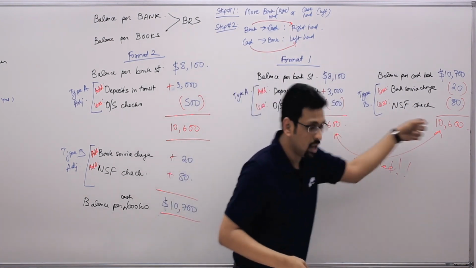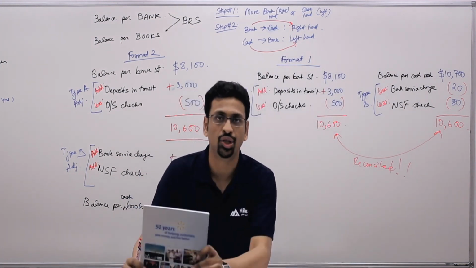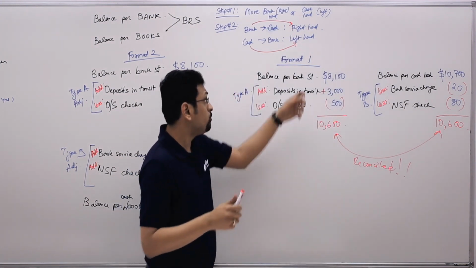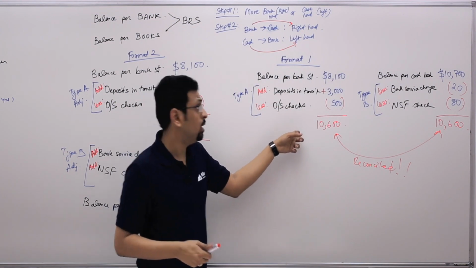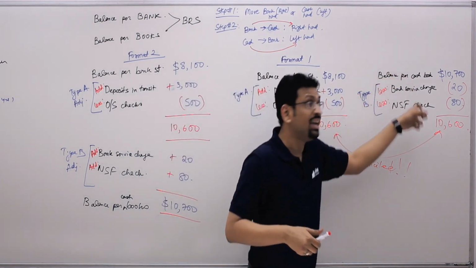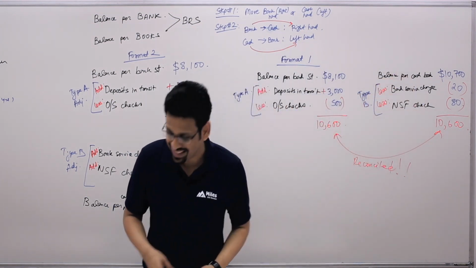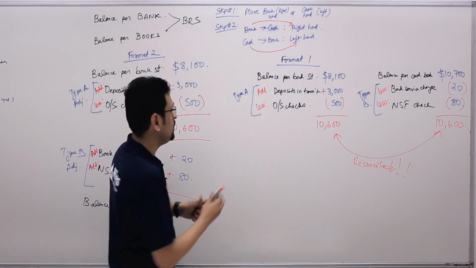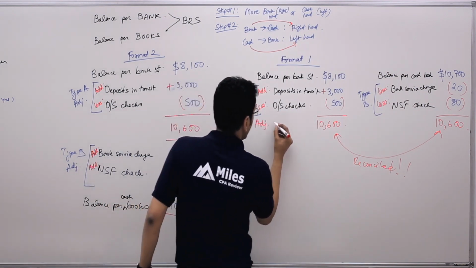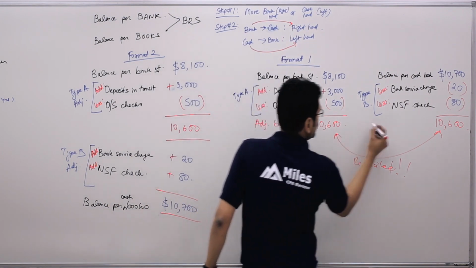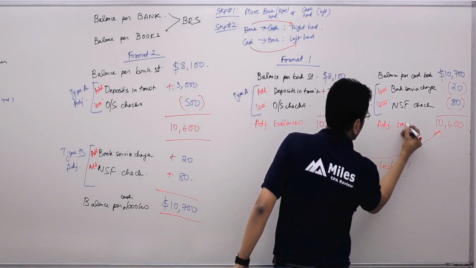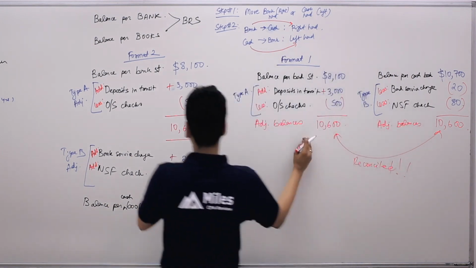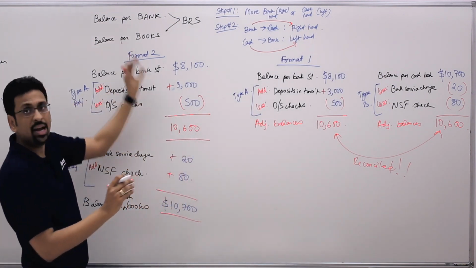This is the correct number which goes into my balance sheet. So I moved from the bank statement and corrected the bank number. I moved from the cash book and corrected the cash book number. So these are the adjusted cash balances, the adjusted balances which I have reconciled. This is the same number that we have in the center in format 2.